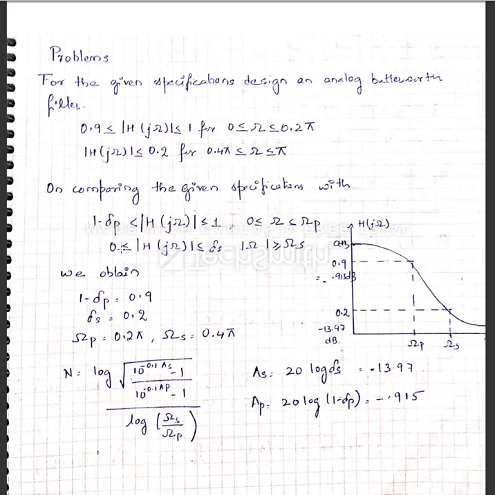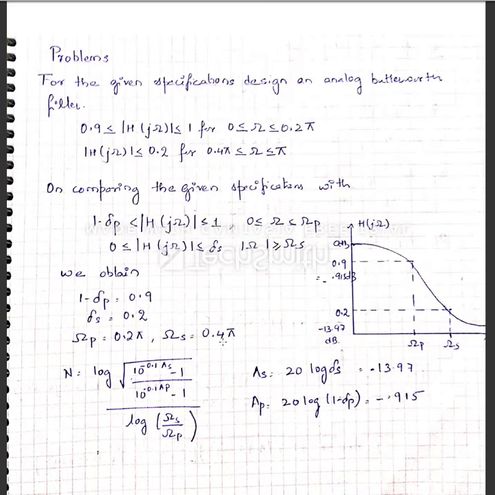Correct? Okay. And what about your del S? That is nothing but your 0.2. So I have written 1 minus del P is 0.9, del S is nothing but 0.2. What is your omega P? That is nothing but 0.2 pi. It is in radian per second. And what is your omega S? It is nothing but your 0.4 pi.